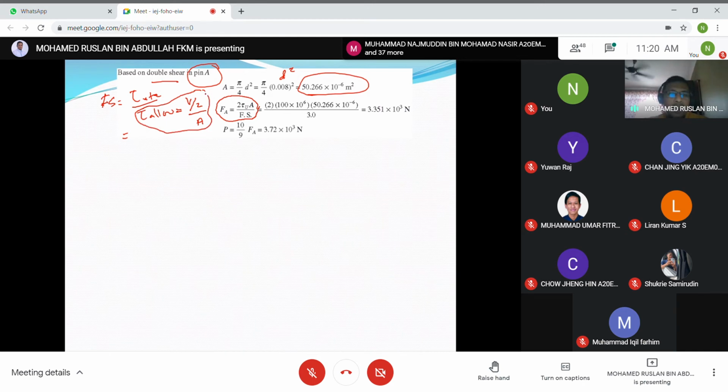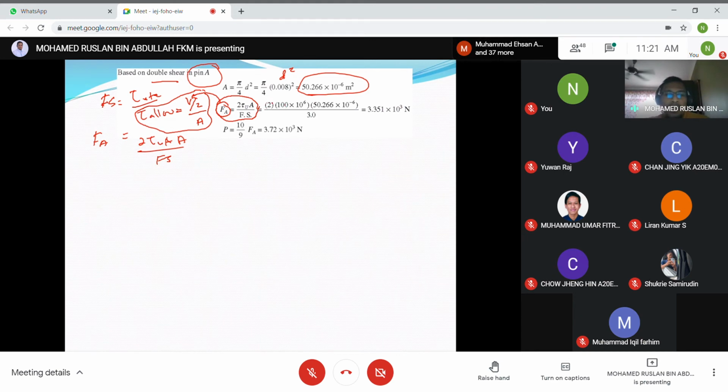If you rearrange this, V here refers to the force at pin A. So you can put the V as P or FA. FA is the same as V here. So you can rearrange this formula: FA equals 2 tau ultimate times the area divided by Fs. So you just put in all the information.